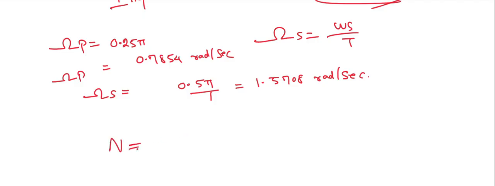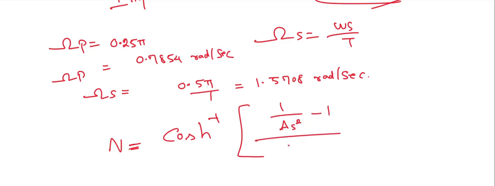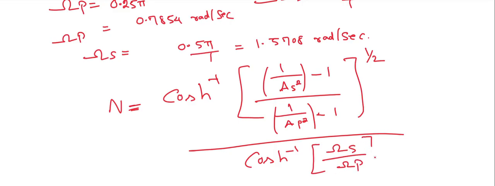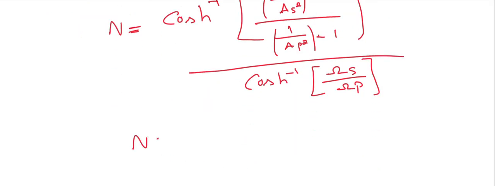Now find the order of the filter using this formula. In the previous case the specification was given in a different way. In this case, with respect to the passband gain and stop band gain, we can choose this formula: N is equal to cosh inverse of the square root of (1/AS squared minus 1) divided by (1/AP squared minus 1), divided by cosh inverse of omega S by omega P. Use a calculator and compute the value of the order of the filter N. It is approximately 3 and you can take N equal to 3.